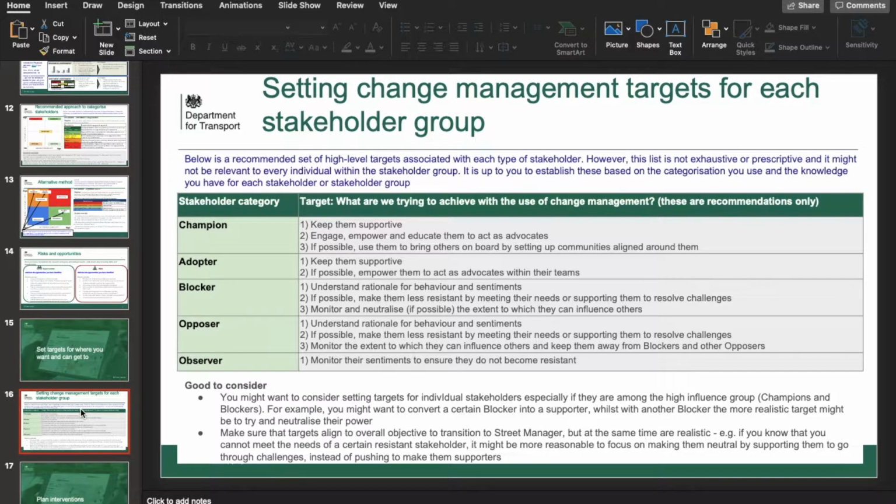We also suggest setting targets for specific stakeholders, particularly those with high influence in the group, as they could help to change the mindset of others around them.